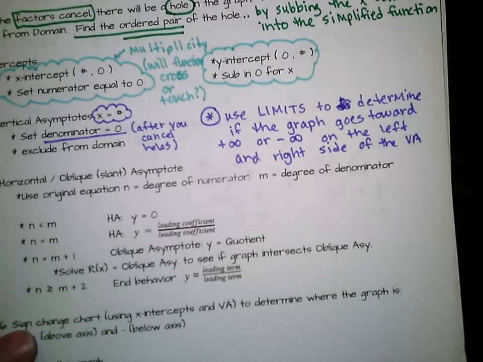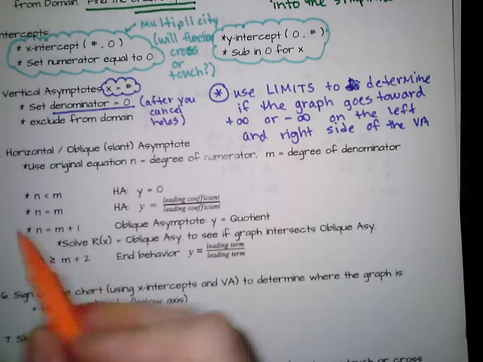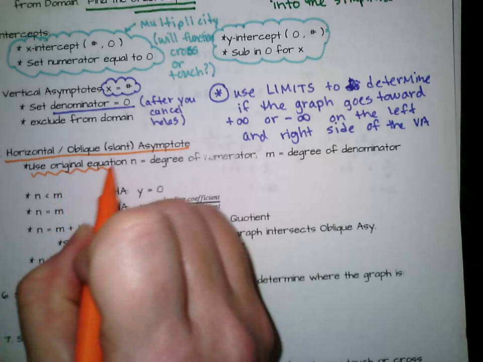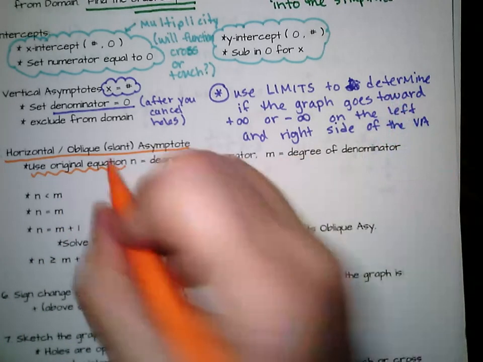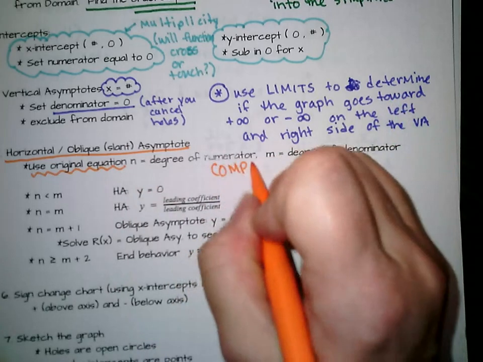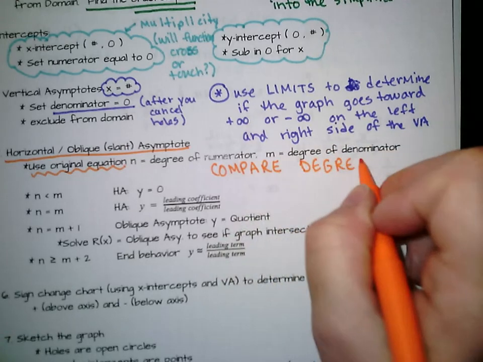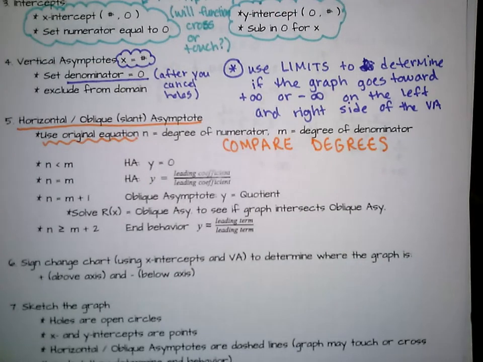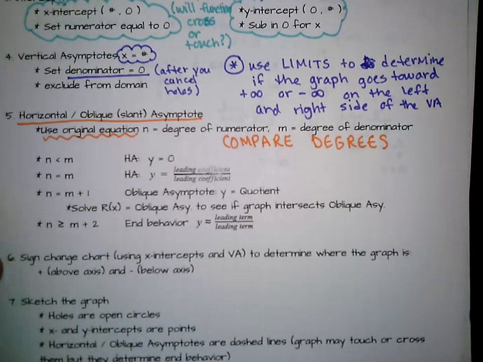Horizontal and oblique asymptotes. For these, we are going to use the original equation. Remember that n is the degree of the numerator and m is the degree of the denominator. So for our horizontal and oblique asymptotes, we're going to be comparing the degrees of our numerator and denominator. Here are our guidelines. We practiced it towards the end of section 2.